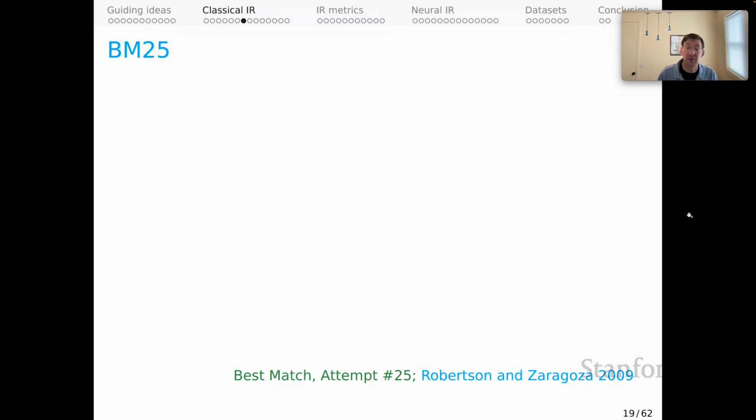BM25 is arguably the most famous classical IR approach. BM25 stands for Best Match Attempt 25, which suggests a lot of exploration of the different hyperparameters of this model, looking for a solution that was best, and this has indeed turned out to be an enduringly good solution. With BM25, you're going to see that this is a kind of enhanced version of TF-IDF.